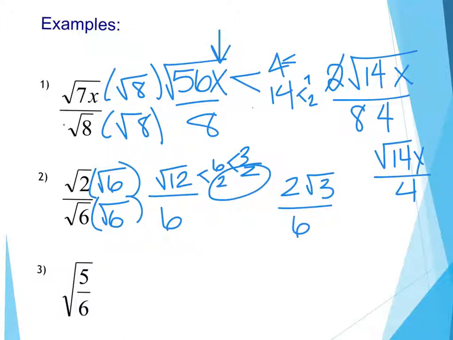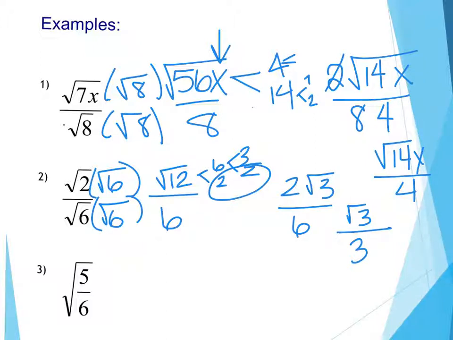And again, I can reduce the 2 over 6. 2 goes into 2 one time. So I'm just going to rewrite the radical 3 because I don't need to write the 1. And 2 goes into 6 3 times. So that would be my answer for number 2.